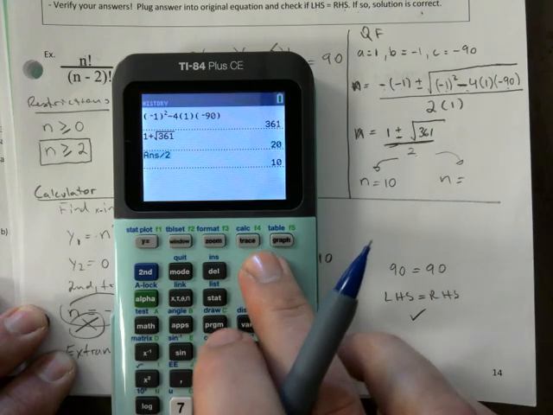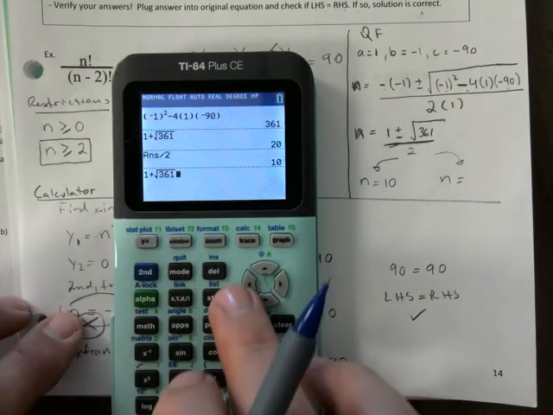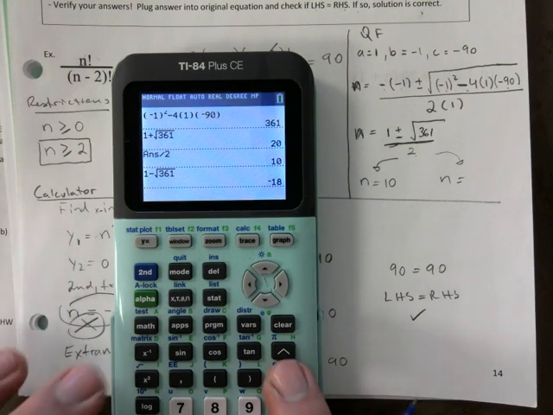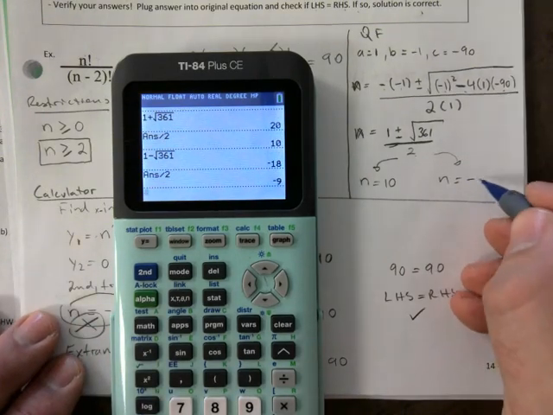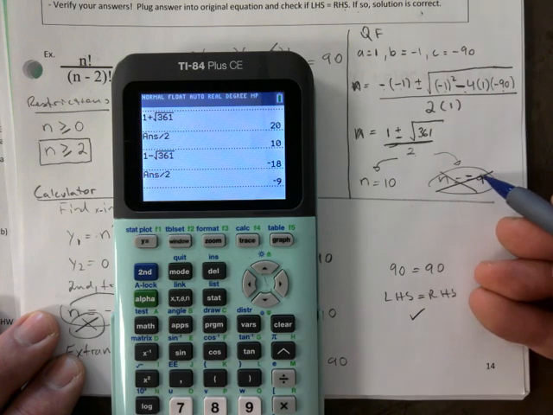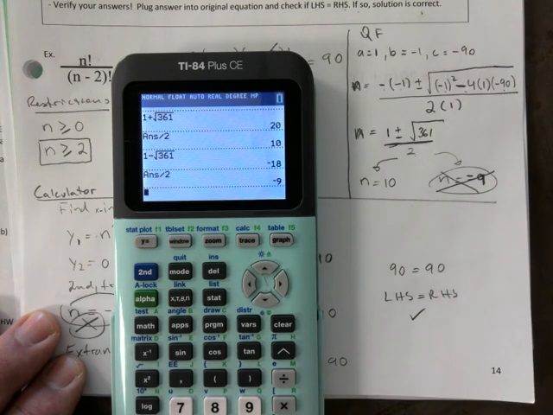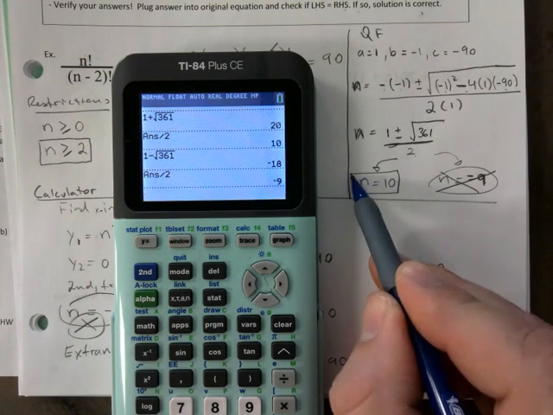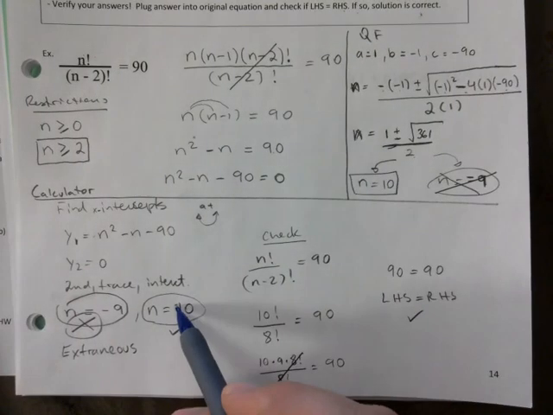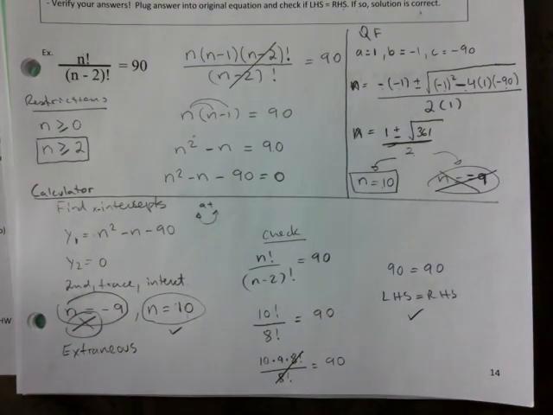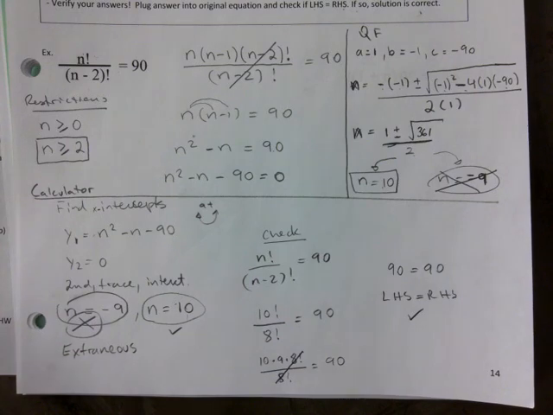And watch what I do. I just copy paste this expression here. I go 1 minus square root of 361, hit enter, divided by 2, that's -9. I kind of want you to see that it's -9, right? But that one is not acceptable, right? So we just pick this one as our solution. So both ways get you there. If you don't want to factor, that's fine. If you want to factor, that's fine with me. Just show me your work and you're good to go.